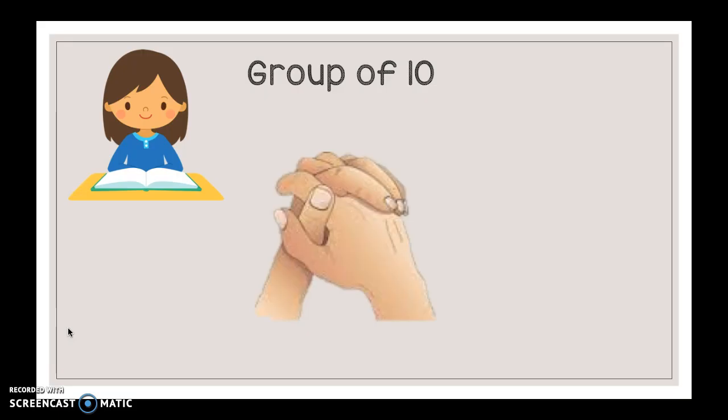That way I don't have to worry about counting each finger by itself. If I see it quickly in that group, I know that that's just 1 ten. I don't have to count all the little fingers.